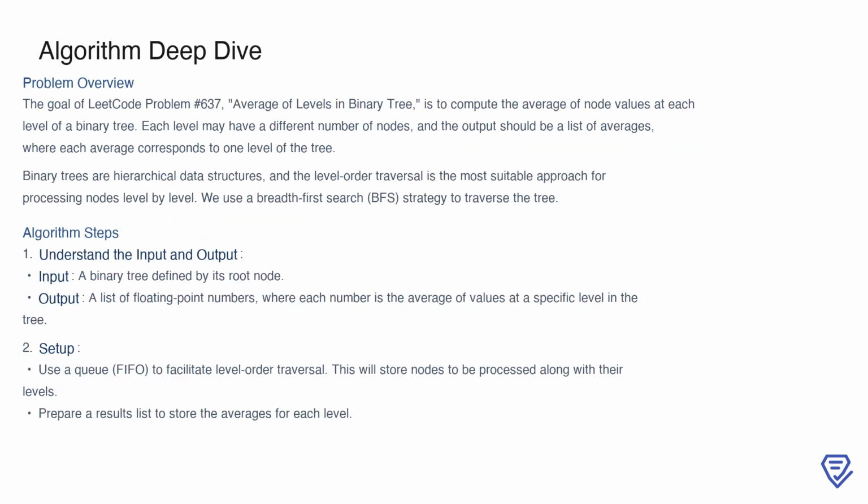In this problem, the task is to calculate the average of the node values at each level of a binary tree. Since binary trees are hierarchical structures, we need to process nodes level by level. To achieve this, we use a breadth-first search, or BFS, which is ideal for level-order traversal. The input for this problem is a binary tree represented by its root node, and the output is a list of averages, with each average corresponding to a specific level of the tree. To solve this, we'll use a queue to manage the nodes during traversal and maintain a results list to store the averages. This ensures that we can process nodes systematically and calculate the required values efficiently.